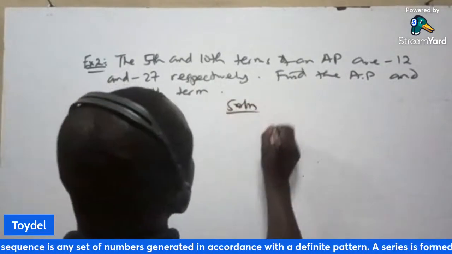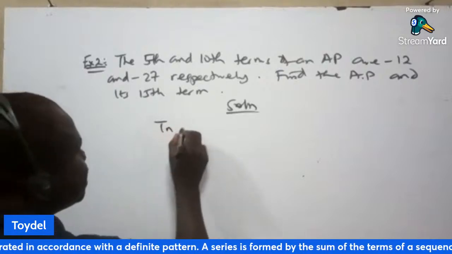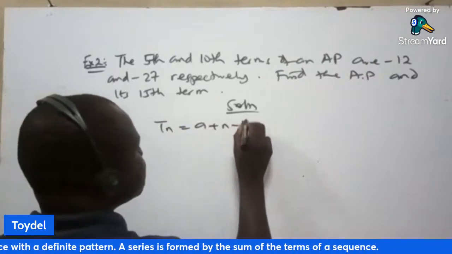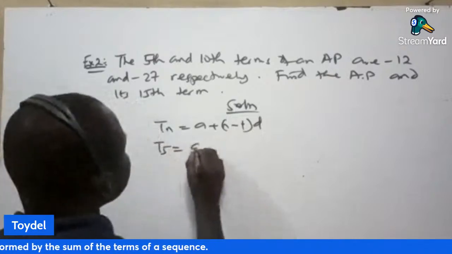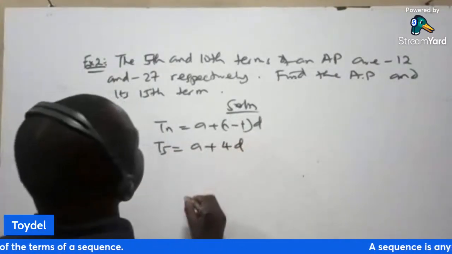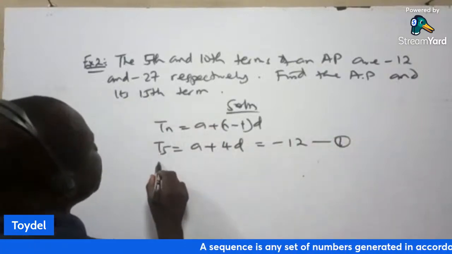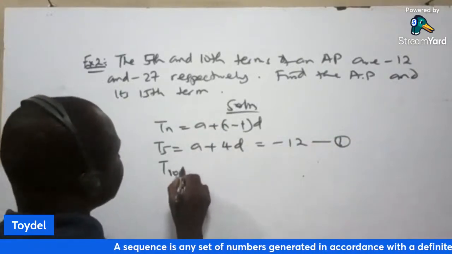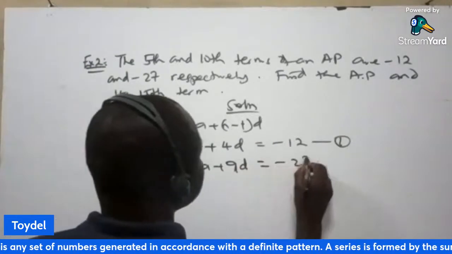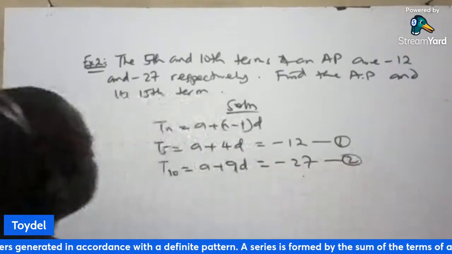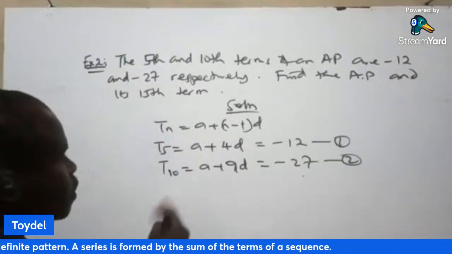Solution. We are given the formula: Tn, the nth term, is given as a plus n minus 1 into bracket d. So T5, which is the 5th term, will be a plus 4d, and is given as minus 12, equation 1. Then T10, which is the 10th term, is given as a plus 9d, and that's given as minus 27, equation 2. So there are two equations here and two variables, a and d. So we are going to solve this simultaneously.